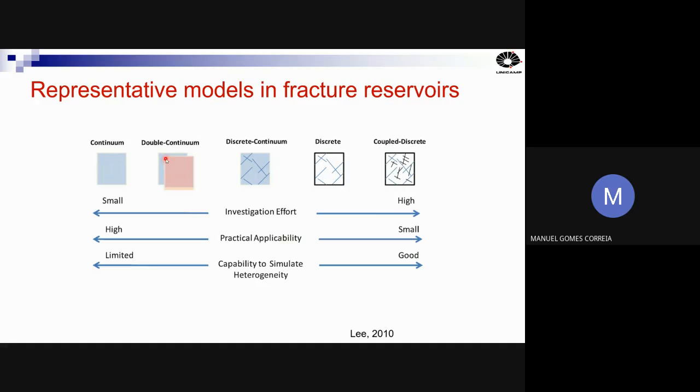This continuum and double continuum, this is a single porosity model, and this is a dual porosity model that you can use in full simulation. This is a resume that I talked about. So when you use this kind of code programs, okay, you can have a very detailed response from this kind of structure modeling, okay?